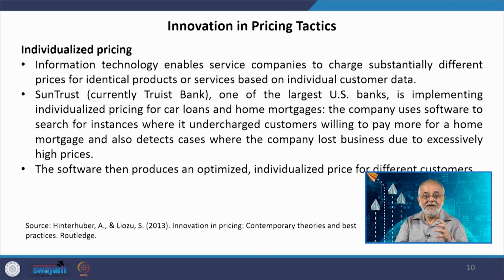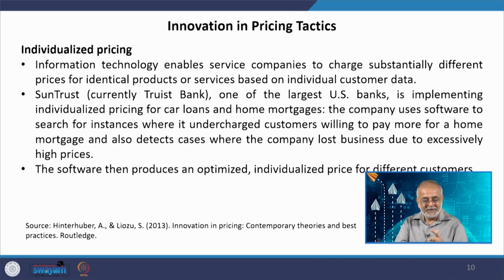Then comes individualized pricing. I have talked about this a bit earlier, but now I am expanding on that. Information technology enables service companies to charge substantially different prices for identical products or services based on individual customer data. This is interesting, and this is all technology enabled. This is also AI enabled in the present era, where AI is telling us so many things, deciphered by storytellers in terms of what can best be done in analyzing customers' willingness to get associated with the product and the prices as well.